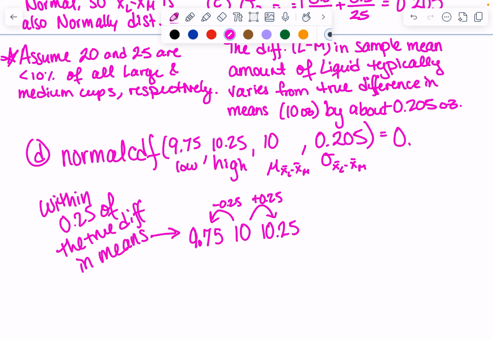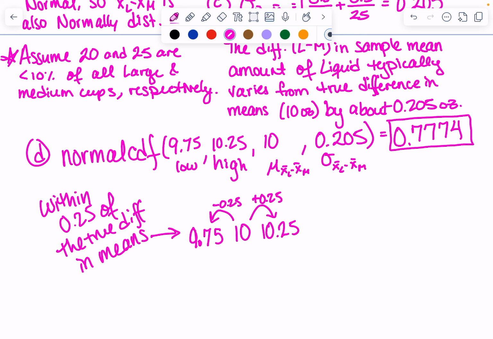So when we do that, we end up with 0.7774. So there is a 77.74% chance that we will be within 0.25 ounces of the true difference in means.